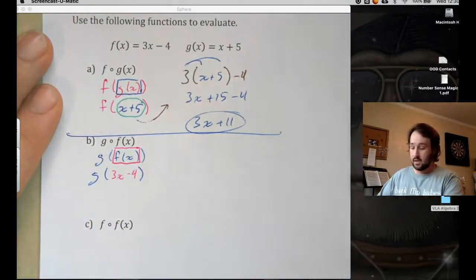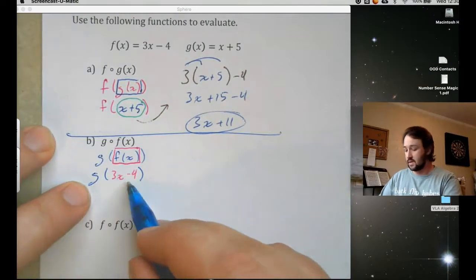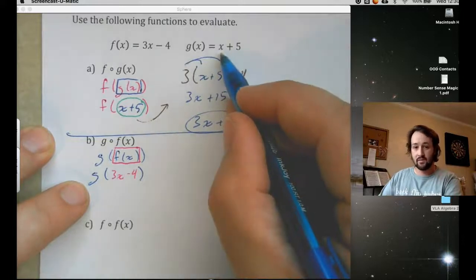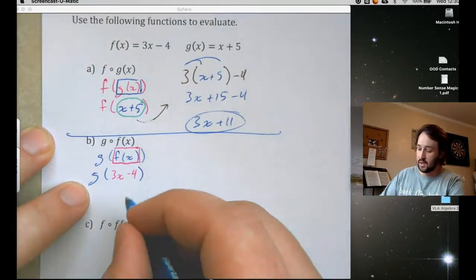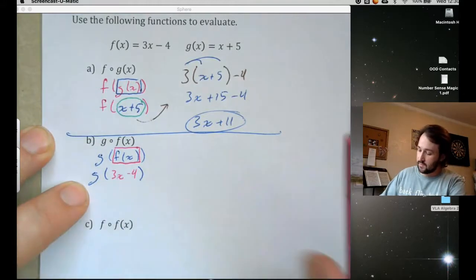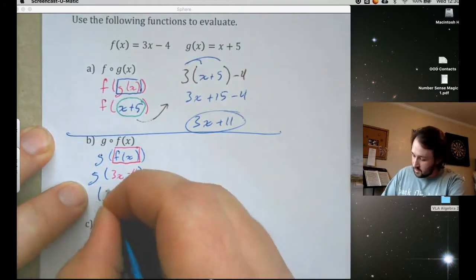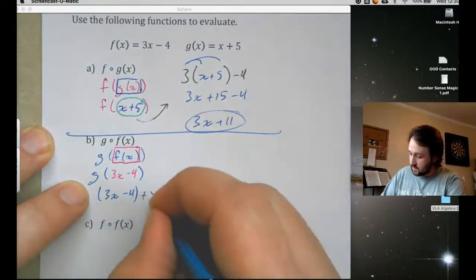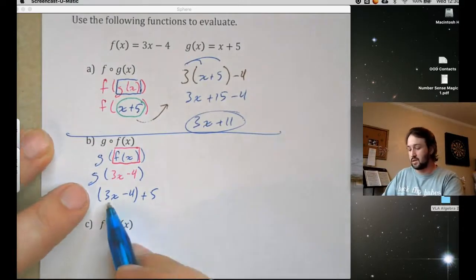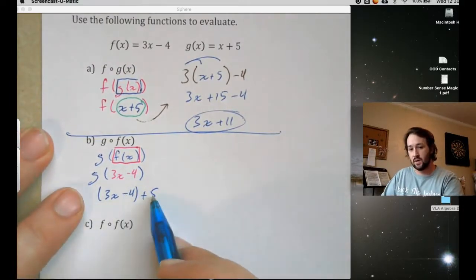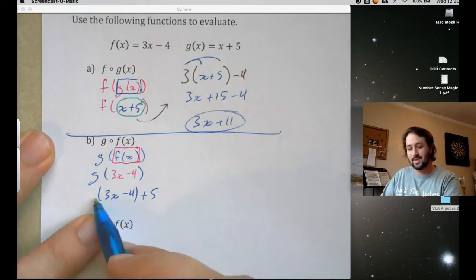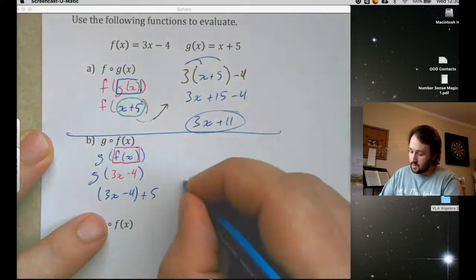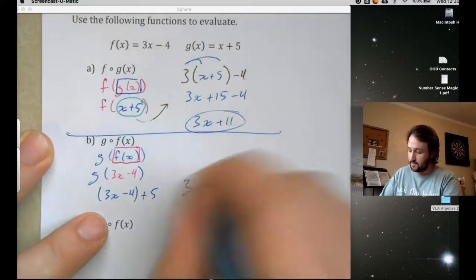just like that. And then this says go to g, and this is your new x. So I'm going to go to my g function, which is x plus 5, and the 3x minus 4 is my new x. So I have essentially taking the g function, 3x minus 4 as my new x, and then plus 5. Right? So there would be x plus 5, but it's the new x plus 5. So then it's just a matter of simplifying. There's nothing to distribute, so this is really just 3x minus 4. So negative 4 and 5 make 1, so this is all just 3x plus 1.